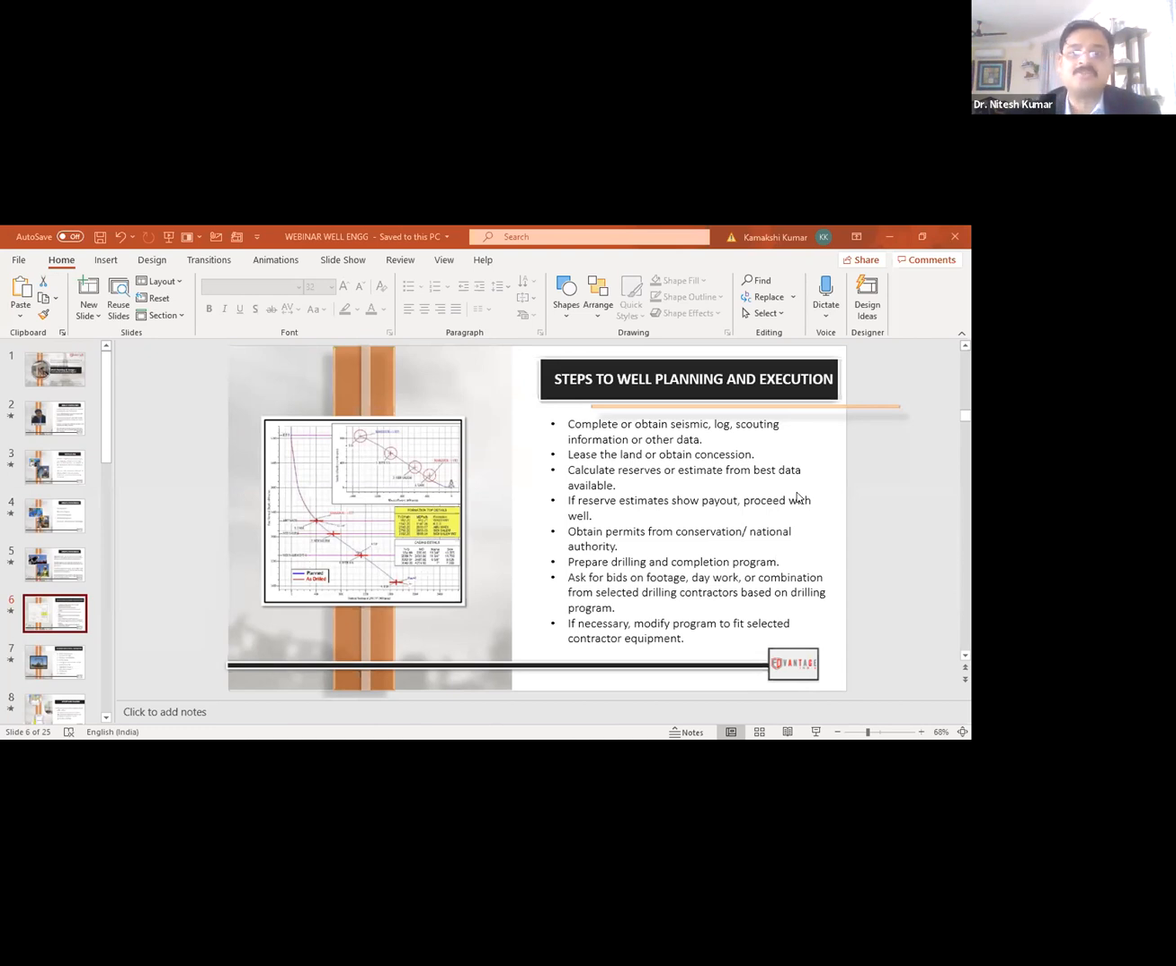Once you have your lease, you get all the geological information and come up with a reserves estimate from the best available data. Then you want to find out how much money is down there, and that's where the reservoir engineer comes in. He will run his simulation, and meanwhile you're also trying to get permits from the government. Once the permit is there and all the work is done, you start preparing the drilling and completion program.